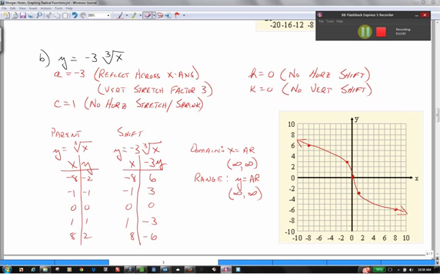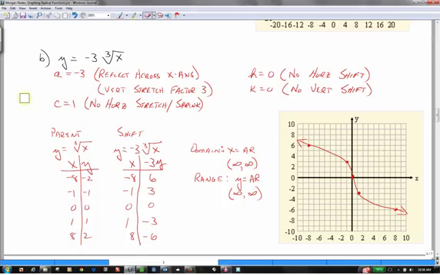Okay, the next example is a pretty simple cube root. Let's look and see what's going on. For one, let's look and see if there's an a value, and there is. a is equal to -3. That means that this graph is going to be reflected across the x-axis. So for whatever y value I have, if it's up here, the negative would reflect that across.